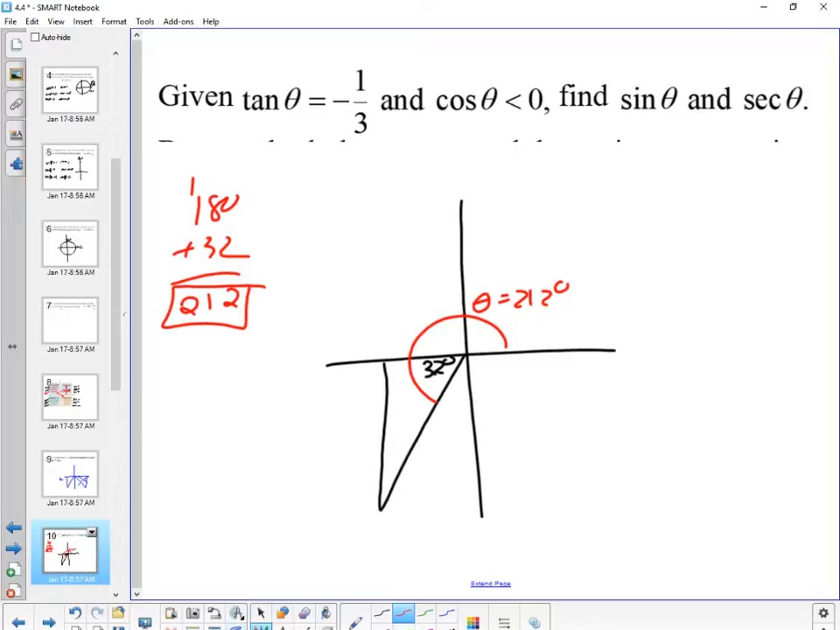I don't really care about the 180 up there, because all I need is this 32, because now I have a right angle and I can do trig. But theta is technically 212. Okay? Did that help?